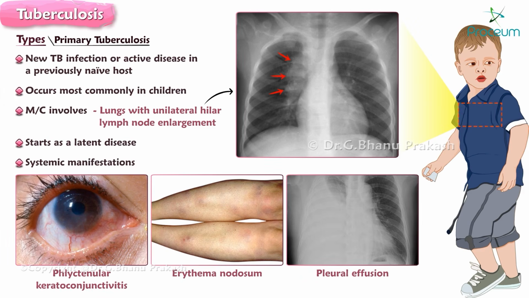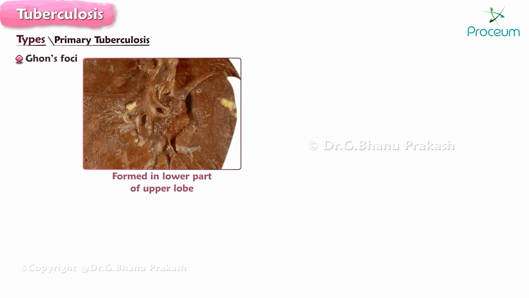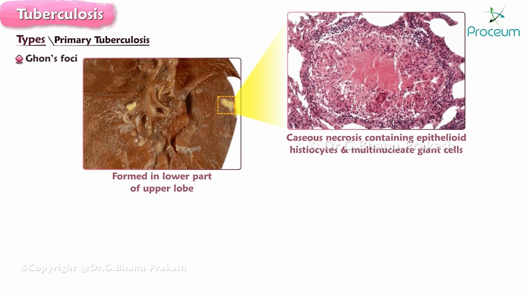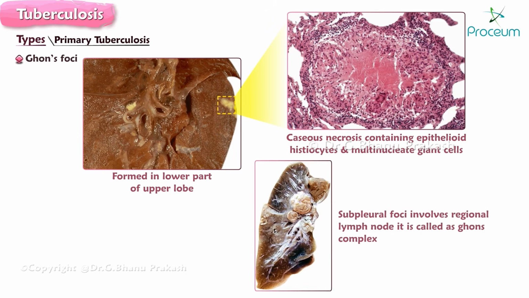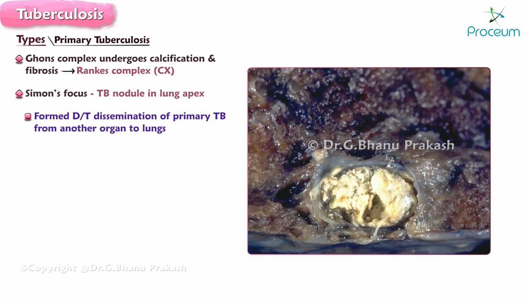etc. In the lungs, notably, Ghon foci are formed in the lower part of the upper lobe. It is caseous necrosis containing epithelioid histiocytes and multinucleate giant cells. When this subpleural focus involves a regional lymph node, it's called Ghon complex. When this Ghon complex undergoes calcification and fibrosis, it forms Ranke complex that can be viewed on radiographs. The tuberculosis nodule in the lung apex formed due to the dissemination of primary tuberculosis from another organ to the lungs is known as Simon's focus.